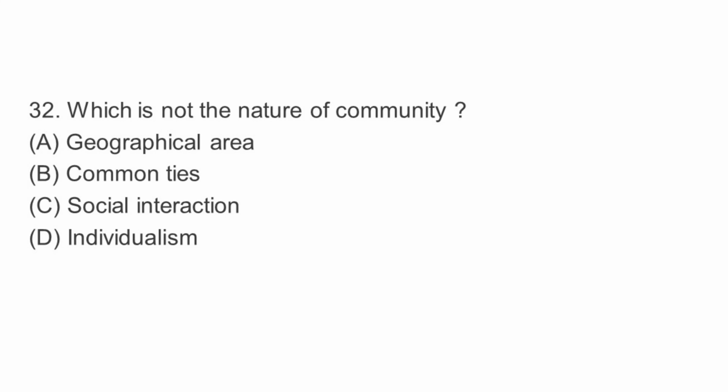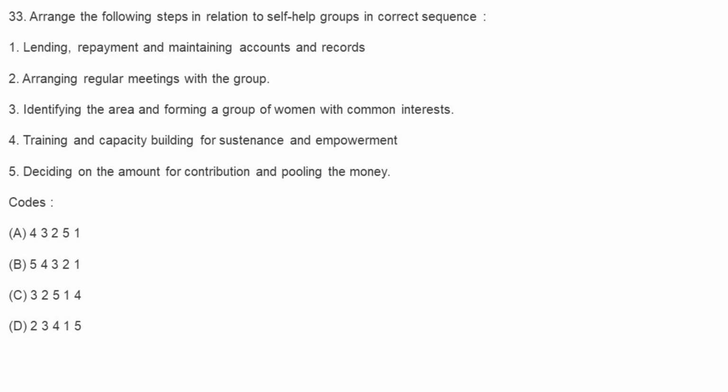Next one, which is not the nature of community? Option A, geographical area, B, common ties, option C, social interaction, option D, individualism. Right answer, option D, individualism. Individualism is not the nature of community. All others exist in the community. Geographical area, common ties, and social interactions are the nature of community.